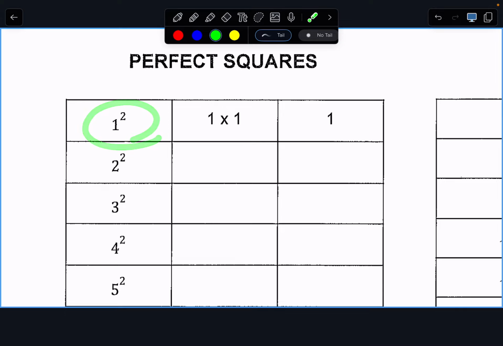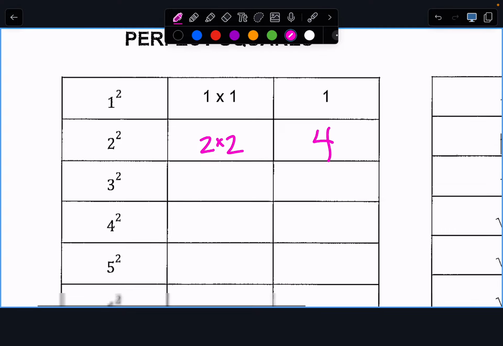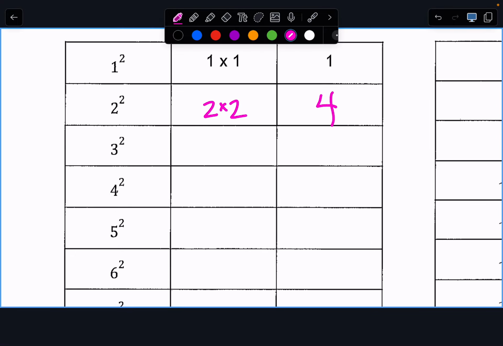Okay, 1 squared means 1 times 1, which equals 1. What does 2 squared mean? Which is what? 4. 3 squared means 3 times 3, which is, what did you say, Landon? Yes.